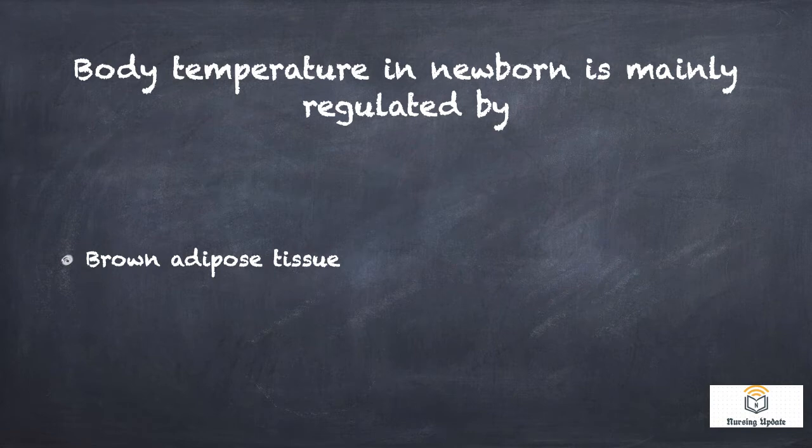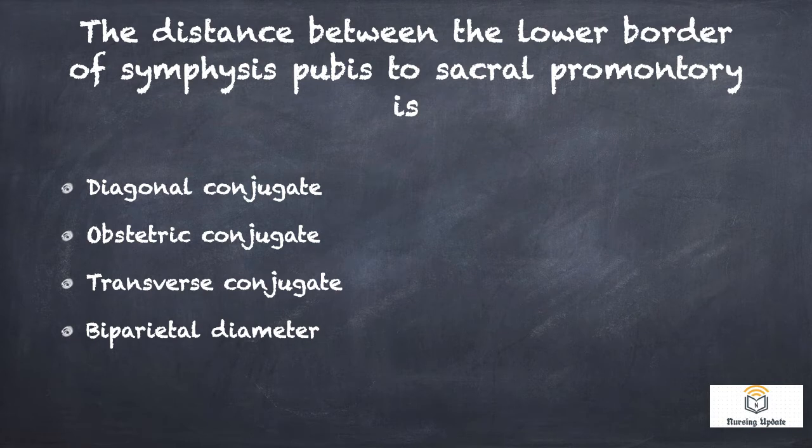Okay, let's move on to the second MCQ. The distance between the lower border of symphysis pubis to sacral promontory is: option A diagonal conjugate, option B obstetric conjugate, option C transverse conjugate, option D biparietal diameter.